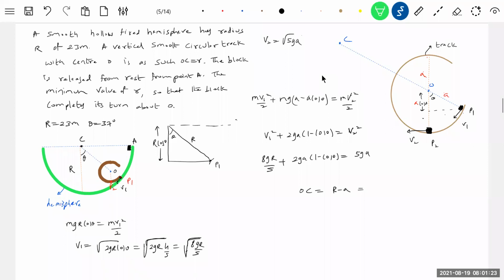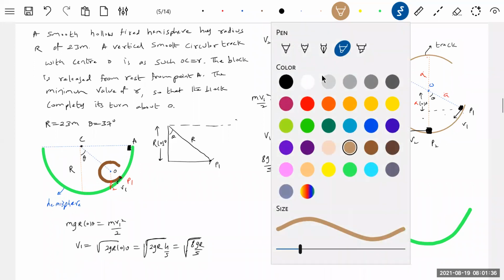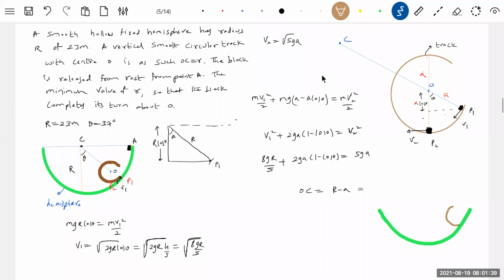The problem will change if it is like this. If it gives a track like this, the problem will change. I think we have to be very careful. Directly at this particular point, if the bob has root 5 gR, root 5 gA, whatever that is, I think it will complete the vertical circular path, because it has to complete the loop here.